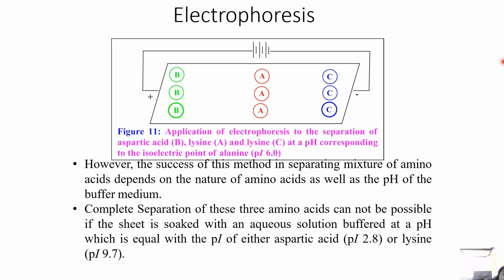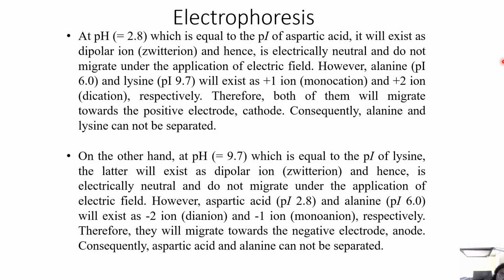Okay. However, the success of this method in separating mixture of amino acids depends on the nature of the amino acids as well as the pH of the buffer medium. So, complete separation of these three amino acids cannot be possible if the sheet is soaked with an aqueous solution buffered at a pH which is equal to the pI of either aspartic acid or lysine. Right? In that case, it might not be possible. So at pH 2.8, which is equal to the pI of the aspartic acid, it will exist as a dipolar ion.